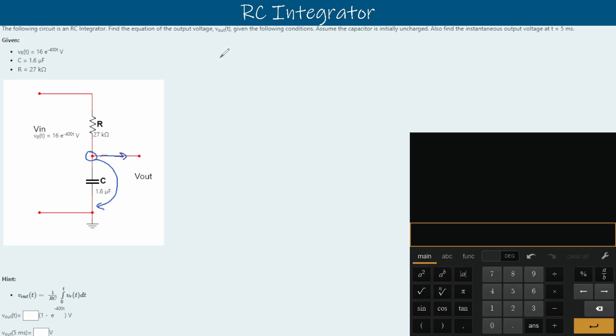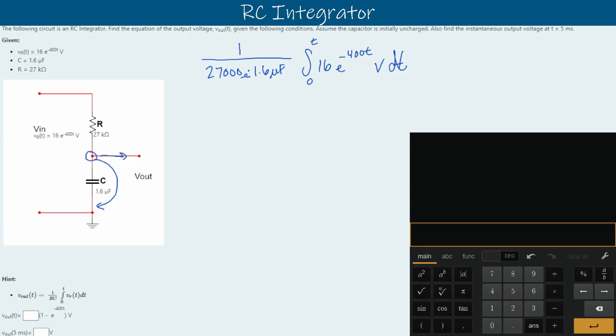So let's do that. We'll say we have 1 over our RC time constant, which is 27,000 ohms multiplied by 1.6 microfarads. And then we have our integral equation, the integral from 0 to whatever time value, of our voltage across the resistor in terms of time, which was given as 16e^(-400t) volts, and that 400t is going to be our frequency term, and then we've got our dt at the end. The dt is going to be resolved once we resolve the integral here, and so that is our goal. So we'll type this in.